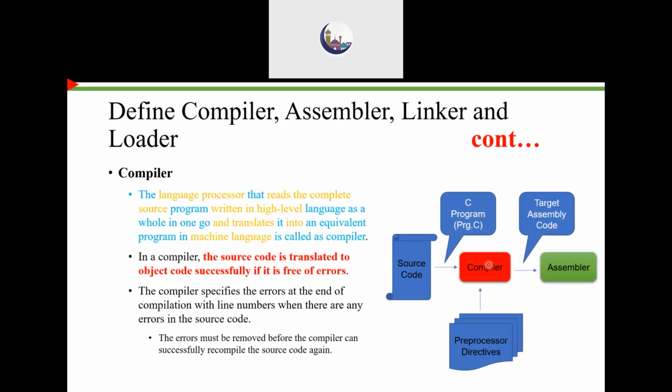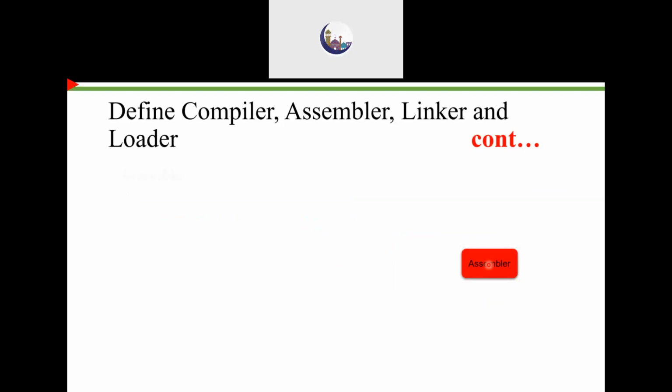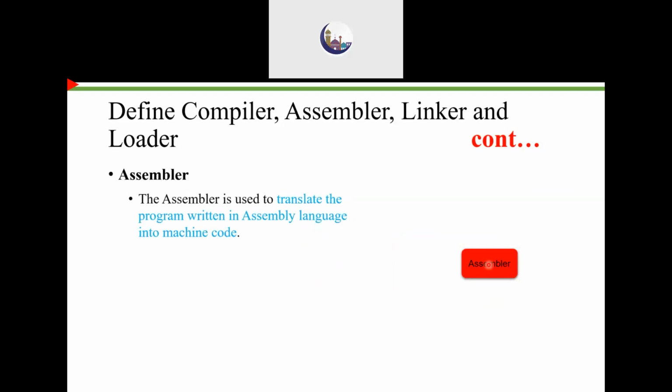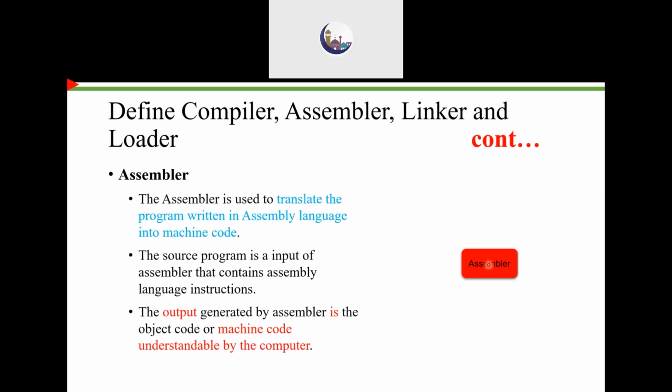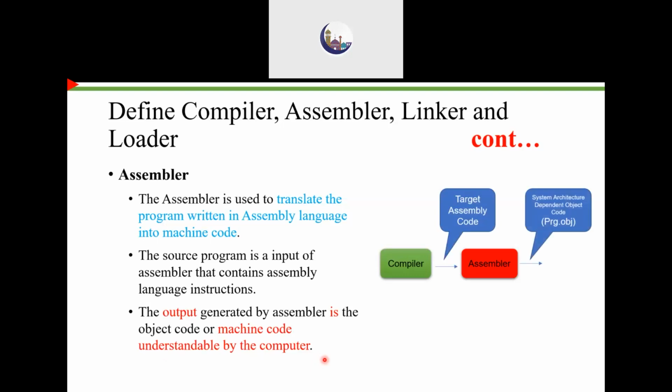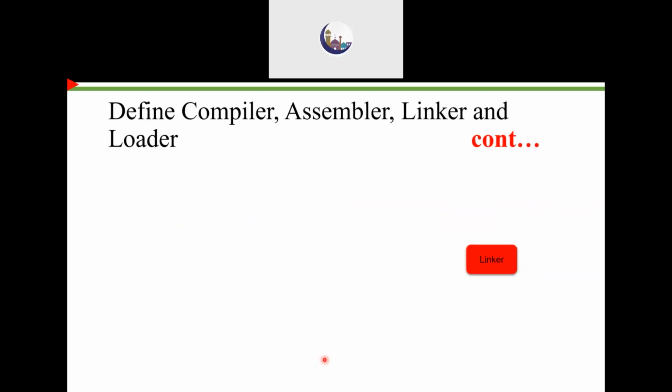After that, let's move ahead to the assembler. Assembler is used to translate the assembly language code to machine level language code. So the output, as usual, is machine level language code, which is understandable by the computer. The compiler will take the targeted assembly code and pass it on to the assembler, and it will give out the object program, which will be passed on to the linker.